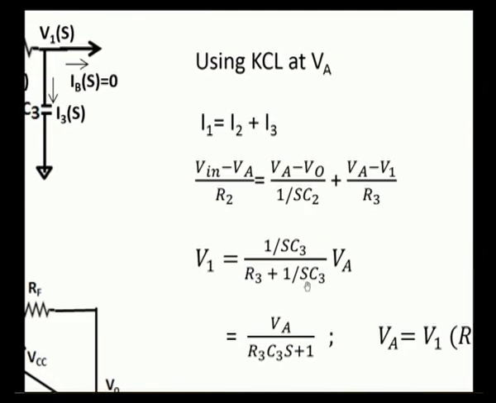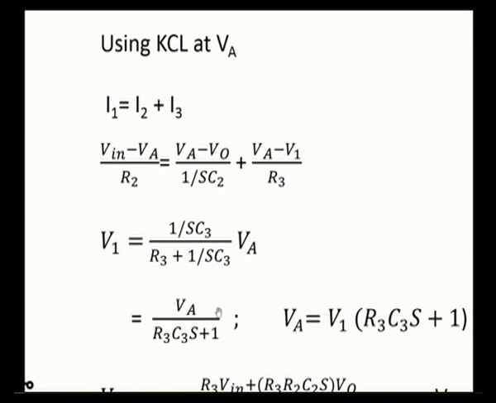And then if you simplify here, this becomes 1 divided by SC3R3 plus 1. So V1 is written as VA divided by R3C3S plus 1, and you can use VA equals V1 multiplied by this in the expression for KCL. If you use this expression, the variables here will be V in, V1 and output voltage V0.